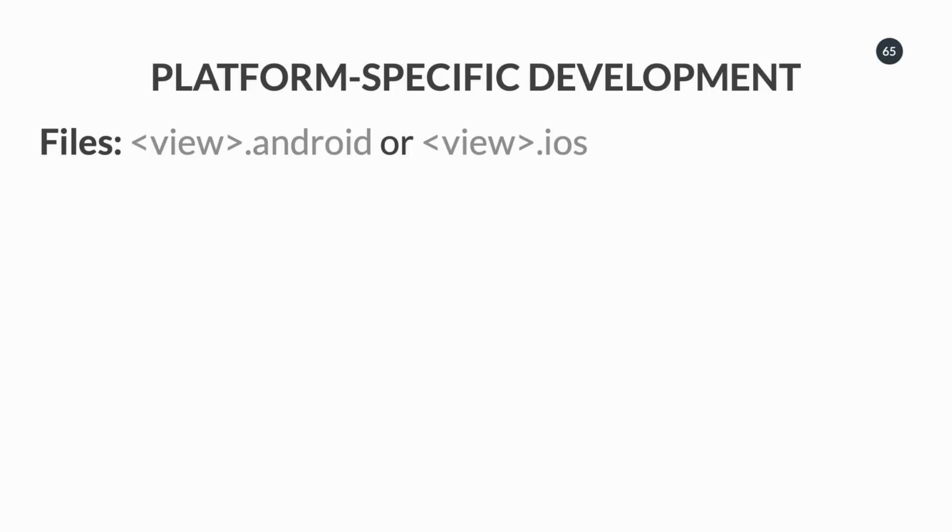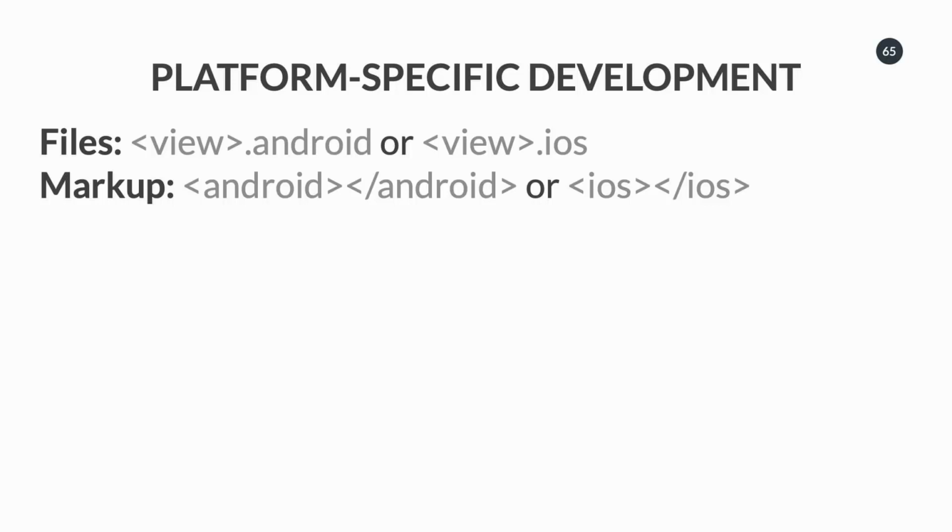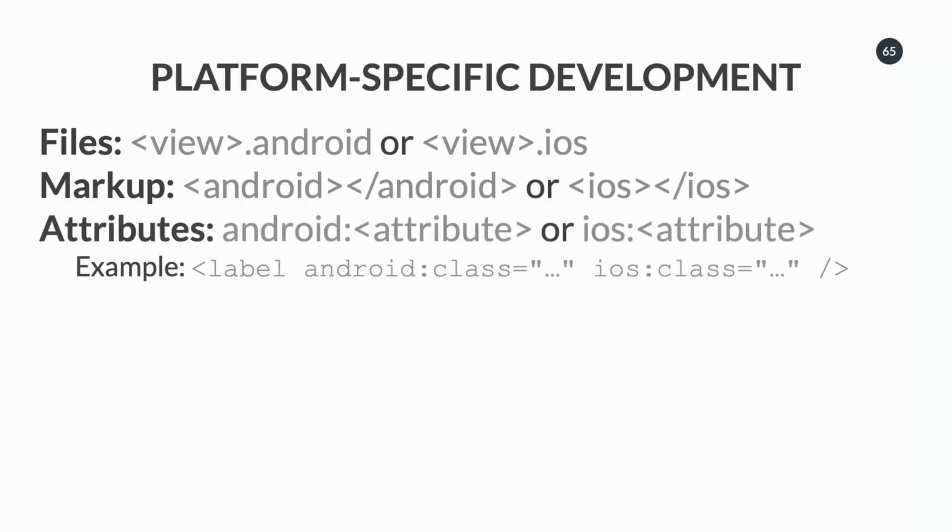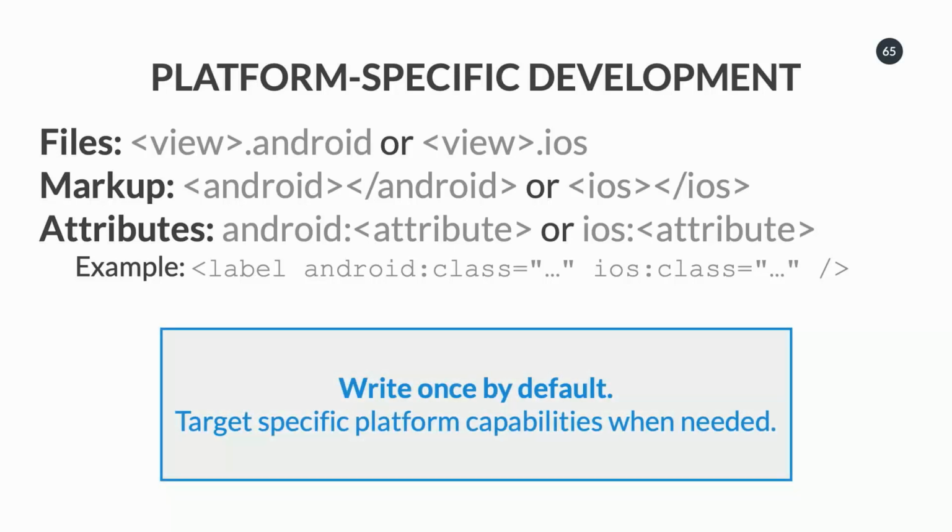So filename.android.css is only going to show up on that Android platform. Within your markup layer itself, you can actually have Android and iOS tags. So you can make chunks of markup only available on one platform or another. You can even have individual attributes of UI elements exposed to one platform or another. This is a good example here. I may want different CSS classes applied to my label just by prepending that android: or ios: Again, we are very focused about writing once by default, but we do provide these outlets to let you develop for individual platform capabilities when you need them.